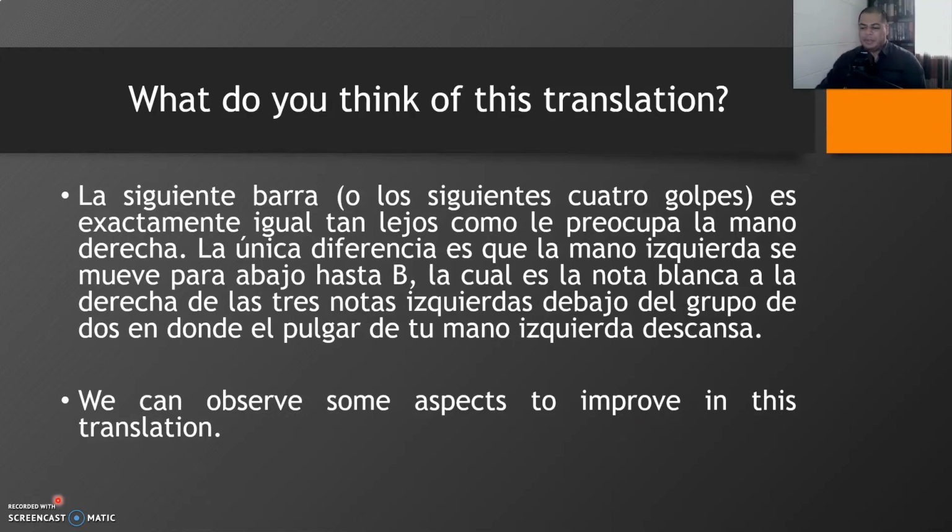So first off, I'm going to recommend that you try and understand what the translation is about. What is the area that we are discussing? So no, we are not talking about the bar where people go drinking. We're talking about something different, right? So if you pay attention to the part that says la nota blanca, la nota negra, that gives you an idea that they are talking about music, right?